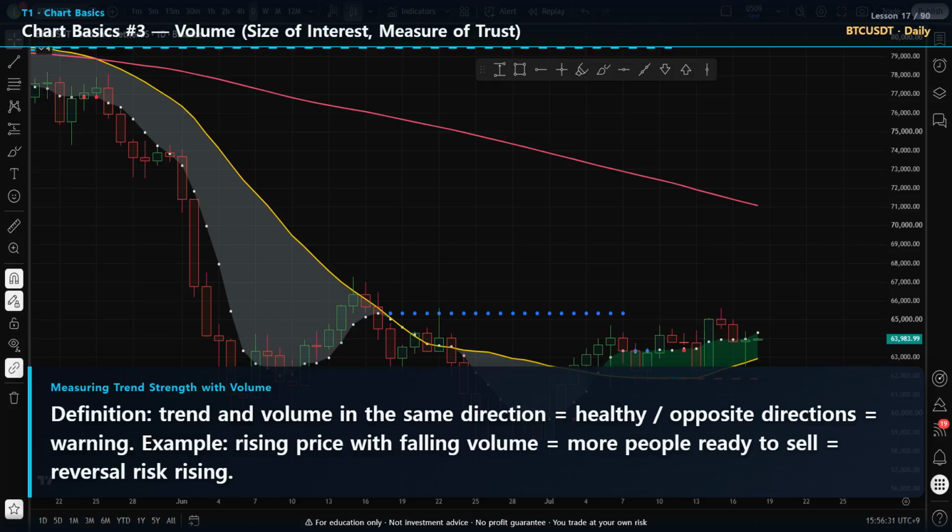Definition: trend and volume in the same direction equals healthy, opposite directions equals warning. Example: rising price with falling volume equals more people ready to sell equals reversal risk rising.